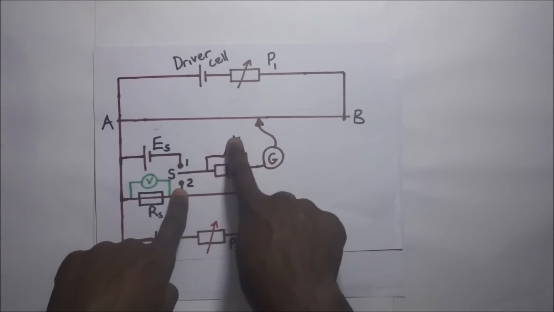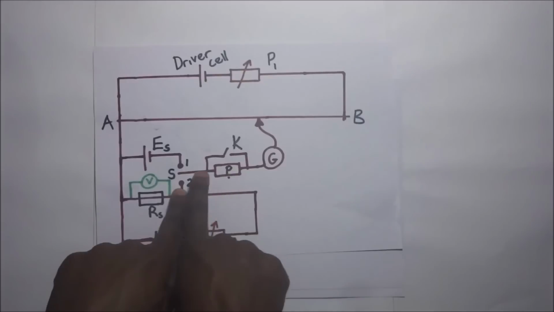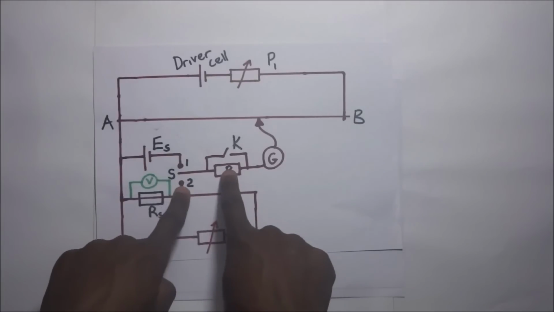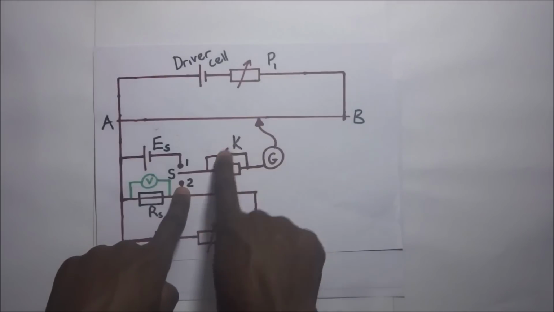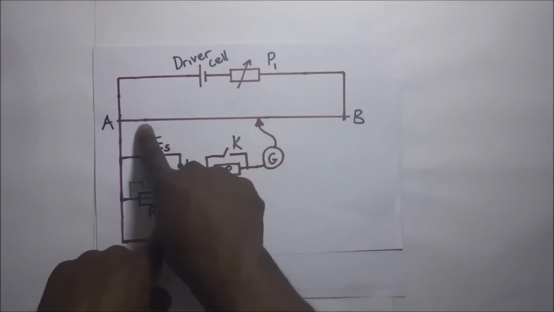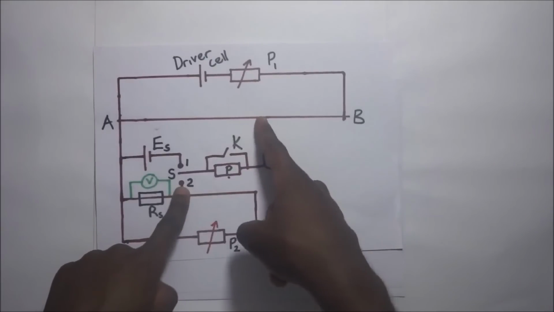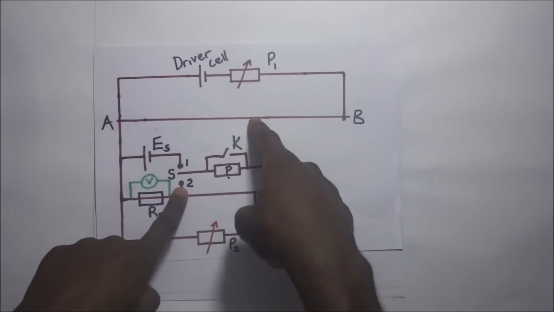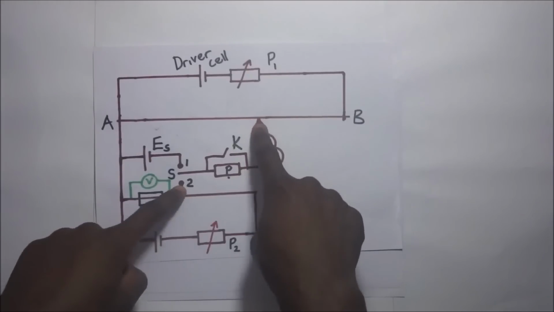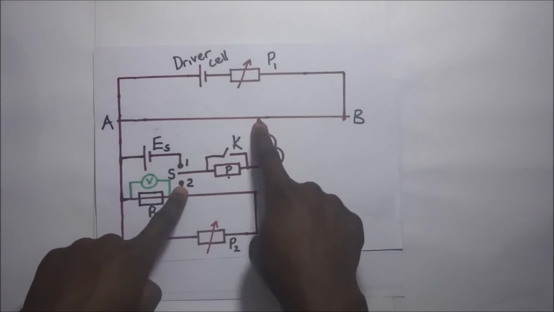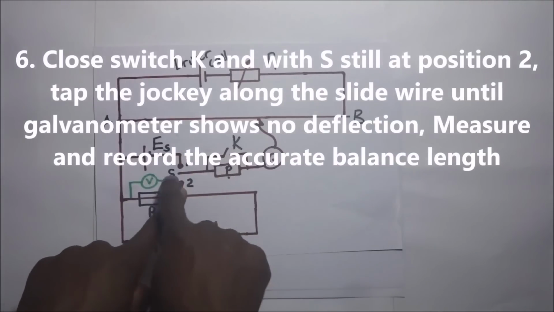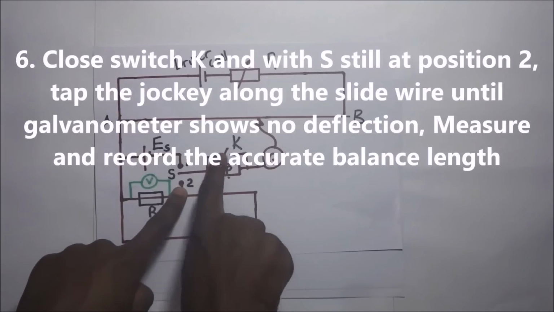You know that when K is open, it means that the protective resistor is in series with the galvanometer. So when S is at position 2 and switch K is open, we will slide this sliding jockey along the slide wire AB up to a point whereby the galvanometer shows no deflection. That balance length will be just the approximate balance length. So we get the accurate balance length by closing switch K. When we close switch K, we are bypassing the protective resistor.